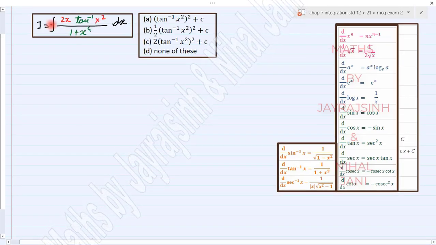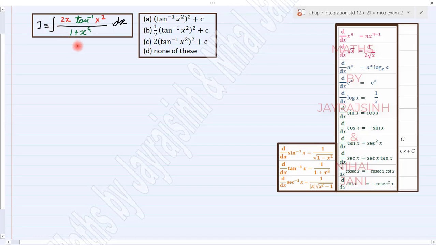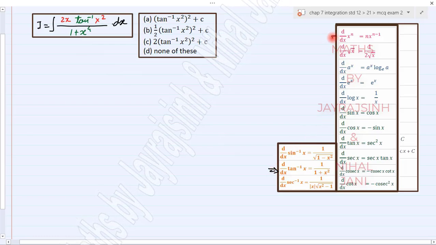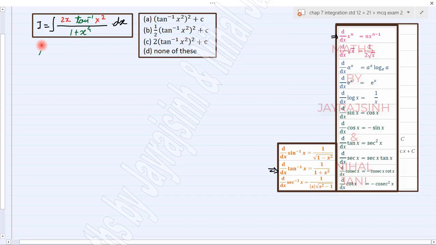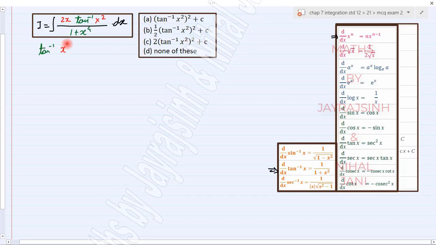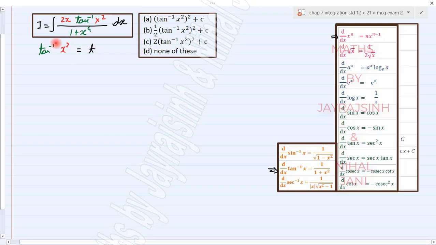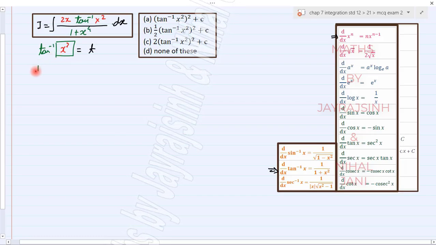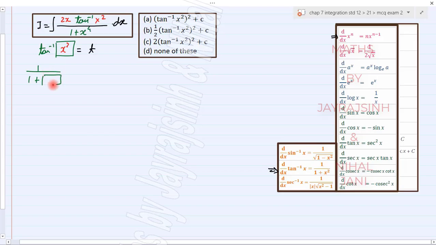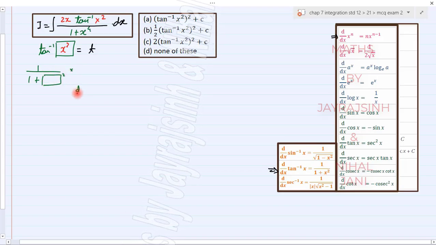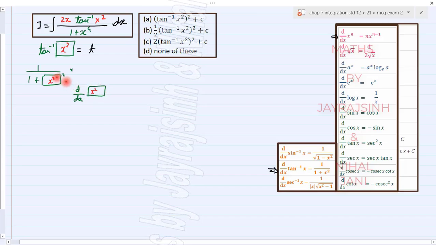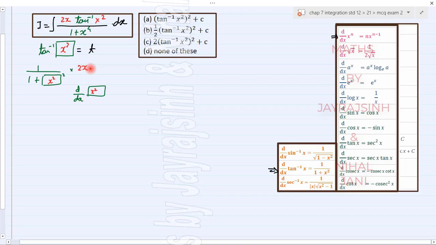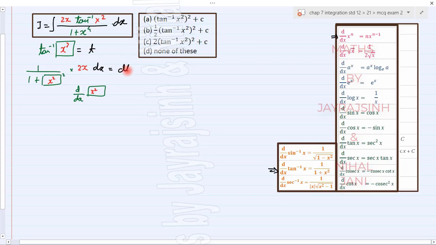In this question, we have to integrate 2x tan inverse of x square upon 1 plus x raised to 4. If you see carefully, we have the differentiation of tan inverse x square. So let's assume tan inverse of x square is equal to t. If we differentiate both sides, on the right-hand side we consider a box around the x square. The differentiation of tan inverse box is 1 upon 1 plus box square into d by dx of box. Within the box we have x square, so we just have to multiply by the differentiation of x square, which is 2x dx, and this will become your dt.